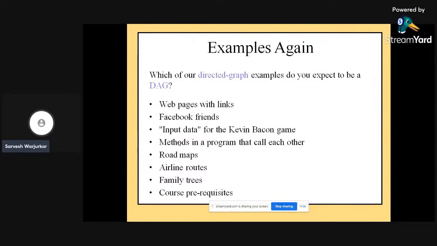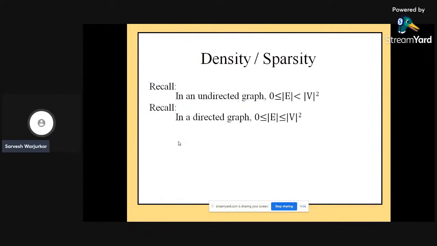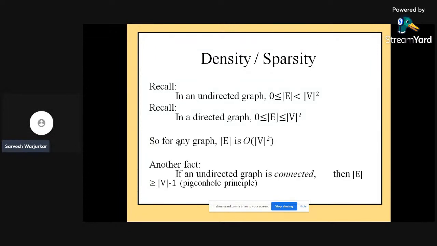There are various examples that we are seeing from the very first slide. Density and sparsity of directed and undirected graphs can be calculated like this. In an undirected graph, 0 is less than or equal to E, which is less than or equal to |V| squared. Everything should be positive, right? In a directed graph, 0 is less than or equal to E is less than or equal to V squared, where E stands for edges and V stands for vertices. So for any graph, E is order of V squared.